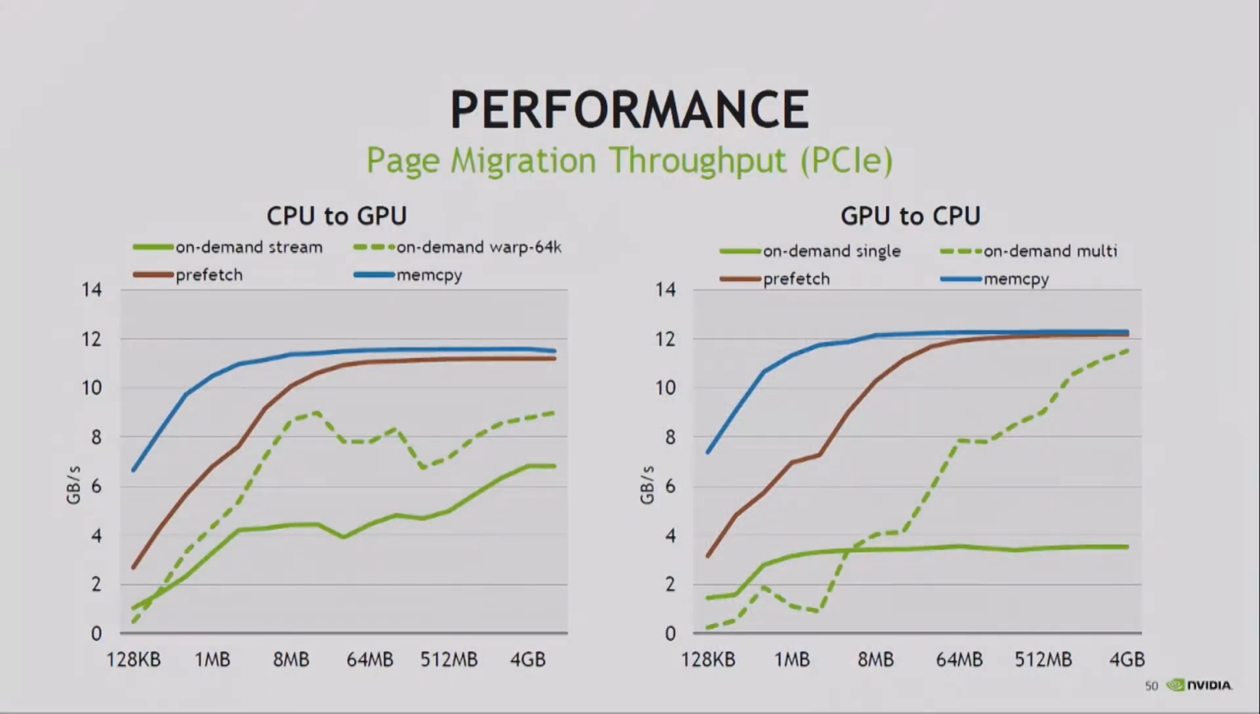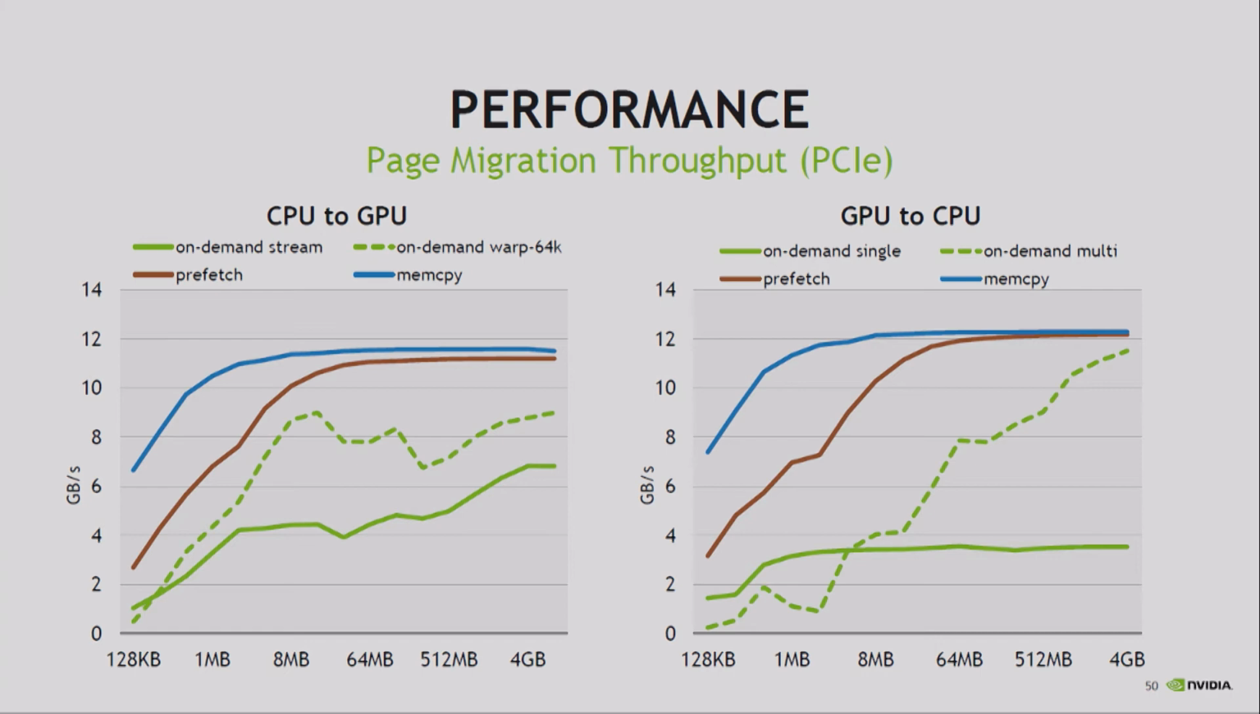Just a brief look at the performance. So I mentioned you could access data on demand, or you can prefetch it, or you can just do CUDA mem copy. And so there are all these lines here. The blue line is mem copy. The brown line is prefetch, so CUDA mem prefetch async. And then the green lines are just direct access, so on-demand access through unified memory.